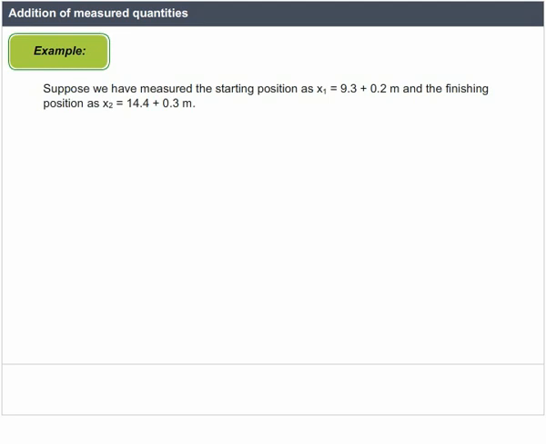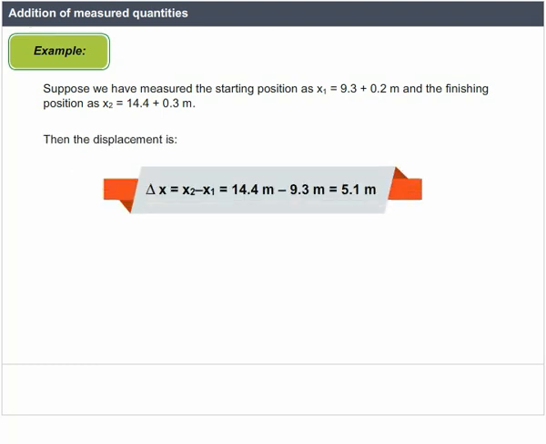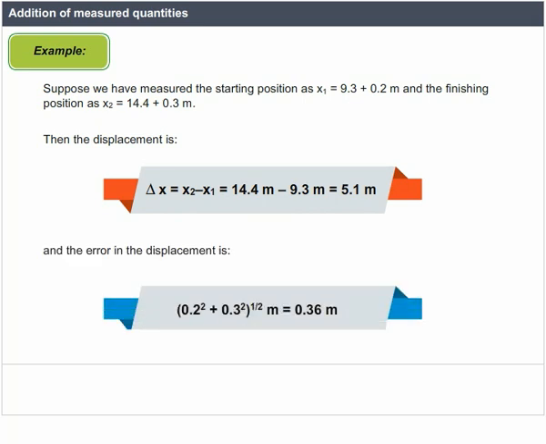Please note that the rule is the same for addition and subtraction of quantities. Example, suppose we have measured the starting position as x1 equals 9.3 plus or minus 0.2 m and the finishing position as x2 equals 14.4 plus or minus 0.3 m. Then the displacement is delta x equals x2 minus x1 equals 14.4 m minus 9.3 m equals 5.1 m. And the error in the displacement is (0.2 squared plus 0.3 squared) to the power 1/2 m, equal to 0.36 m. M stands for meter.